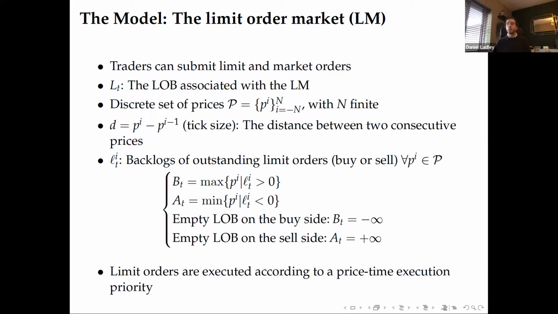I'm not going to say too much about the notation, but the lit market works based on a discrete set of prices. Traders can submit limit orders to the book, which specify a price and a quantity that they wish to either buy or sell. Other traders can then submit market orders to execute against those orders.